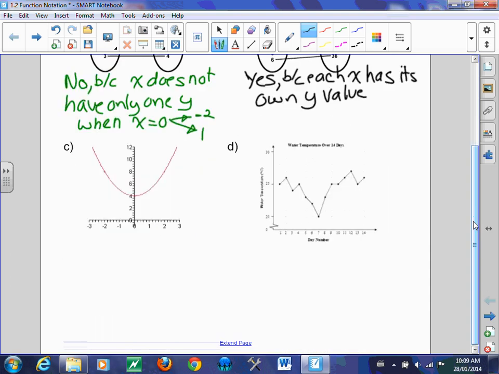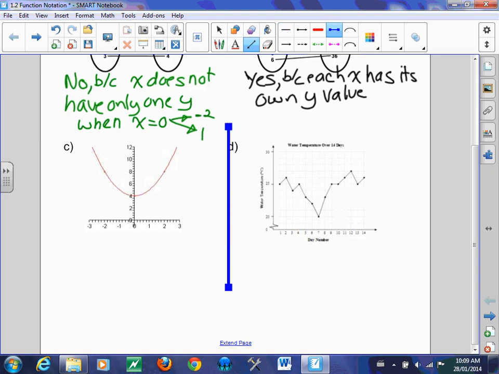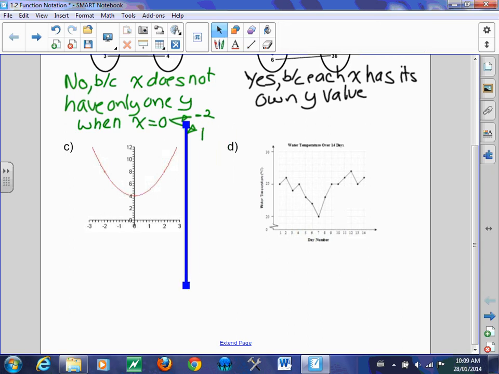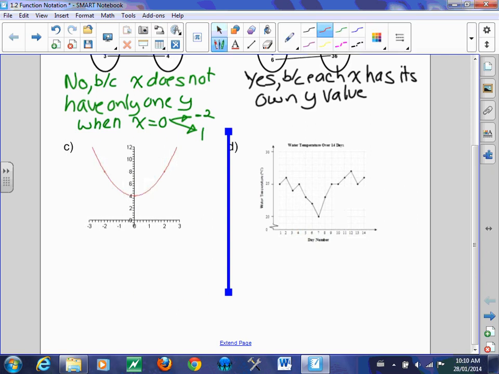And again, if you need or want to take a ruler out, a straight edge, I'll change my color this time. There we go. If I grab any straight edge or ruler and go vertically left to right, here's an example of a parabola. Is this a function? The answer is yes, because it passes the VLT.